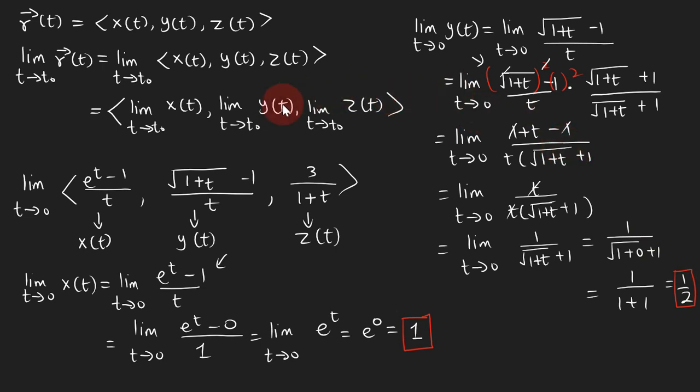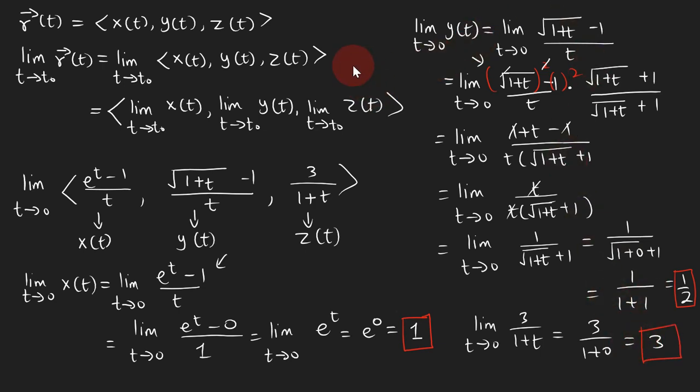Okay, so now let's consider the third component function, which is 3 divided by 1 plus t. For that one too, you can try direct substitution. Because of space, I'm going to write it straightforward. So that will be the limit as t approaches 0 of 3 divided by 1 plus t. Let's do the direct substitution. I'm going to have 3 divided by 1 plus 0, and that gives us 3. That's the limit of the third component function. So we have this here.